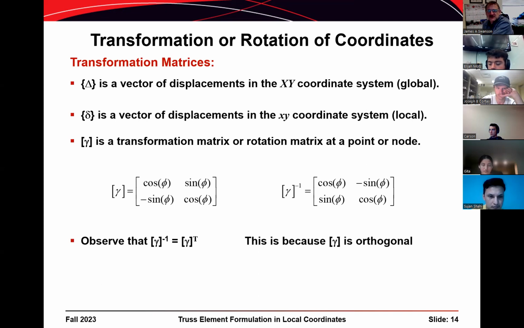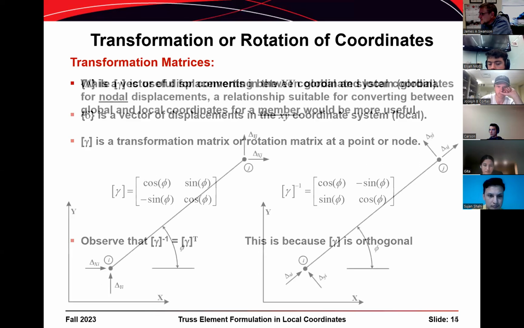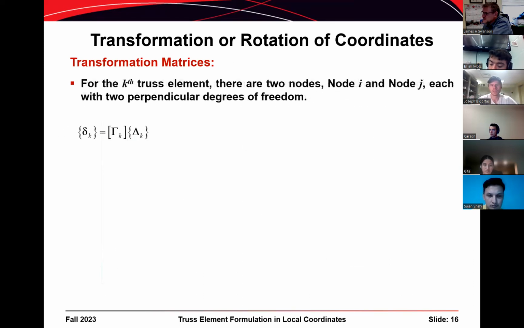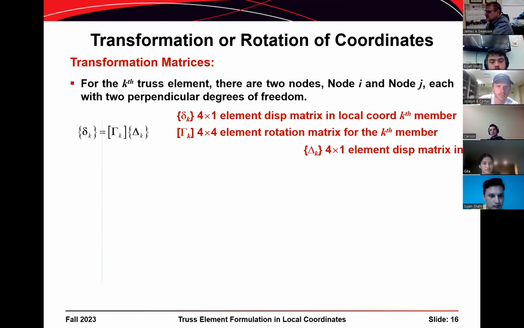All right, so that's the process of deriving a lowercase gamma matrix, and that's converting displacements at one point. What we want to do now is convert the displacements for an entire member, which means converting 4 degrees of freedom instead of just 2 degrees of freedom. So basically we're going to go at this like this, where we have a delta sub k equal to gamma times delta sub k, where lowercase delta is a 4x1 element displacement matrix in the local coordinate system. Capital gamma is a 4x4 rotation matrix or transformation matrix for the member that we're looking at.